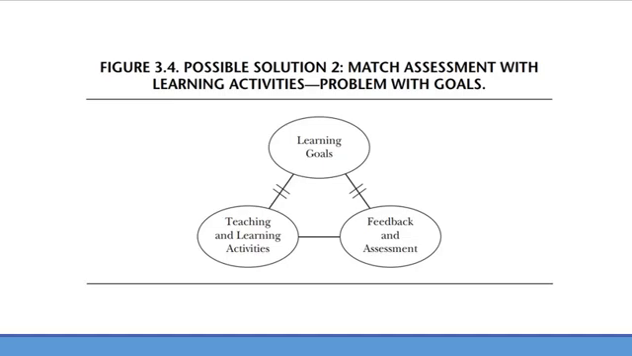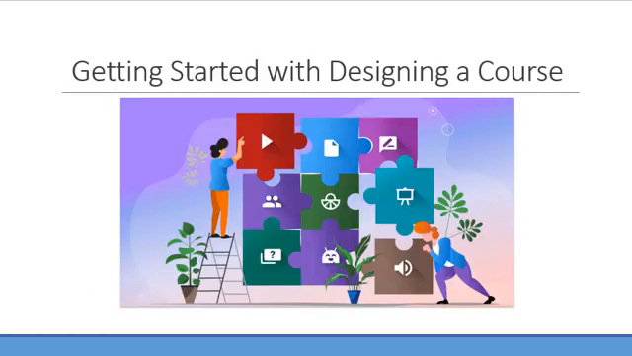Ultimately, what we want is balance. We want the learning goals to be connected to feedback and assessment. We want the learning goals to inform teaching and learning activities. And also there's a connection between teaching and learning activities and feedback and assessment. They're all interconnected there. If they're not, then the teacher is not going to have success meeting those goals that he has at the start of the course.